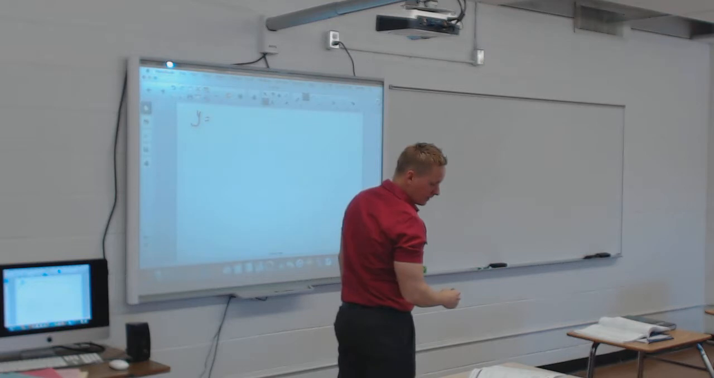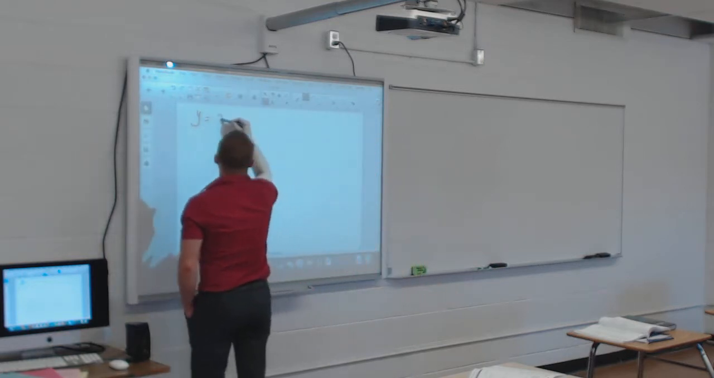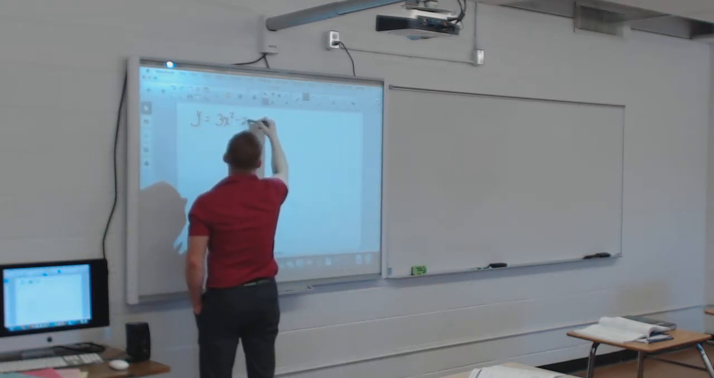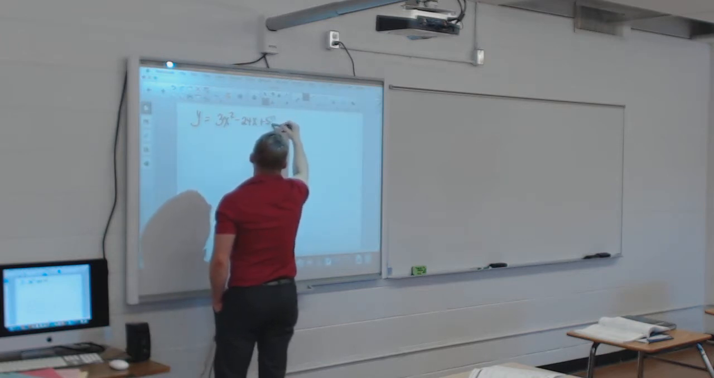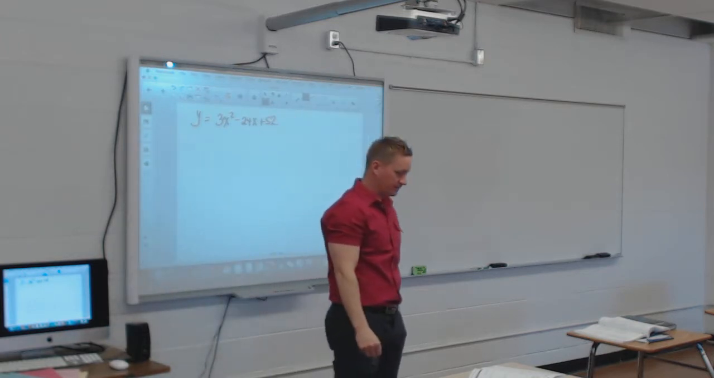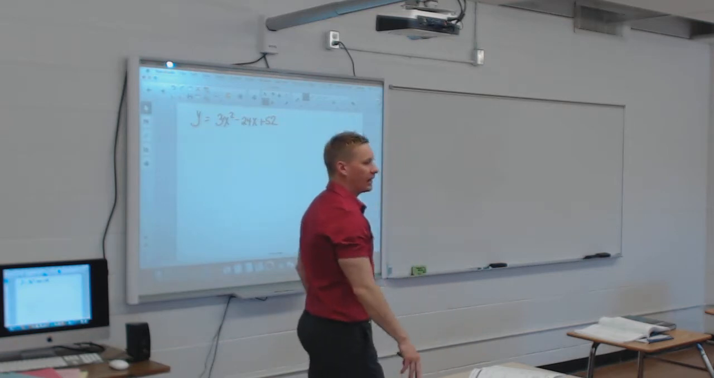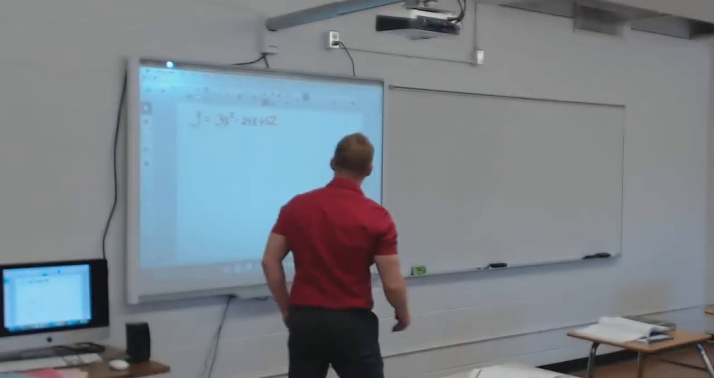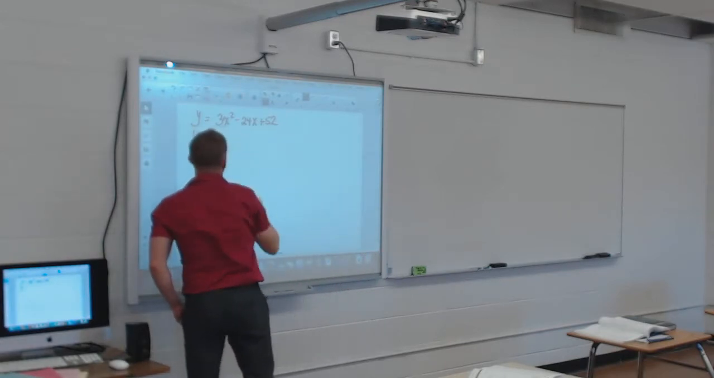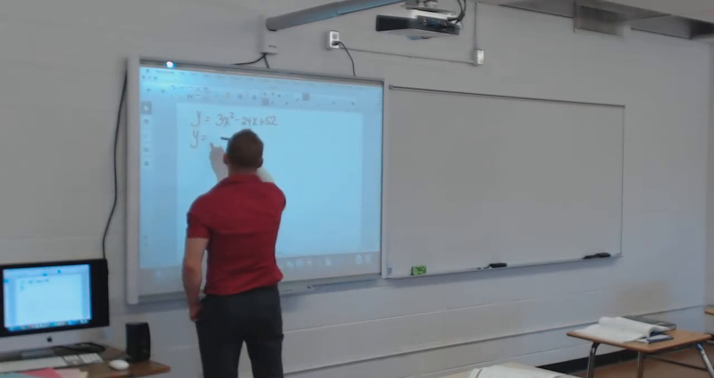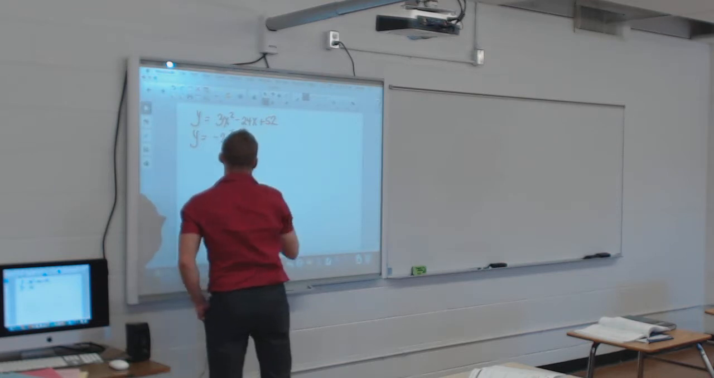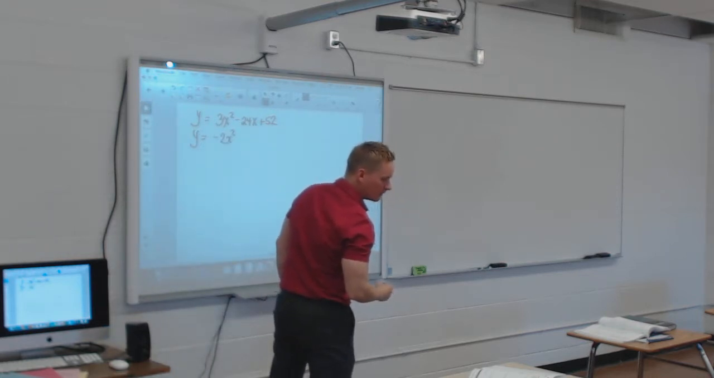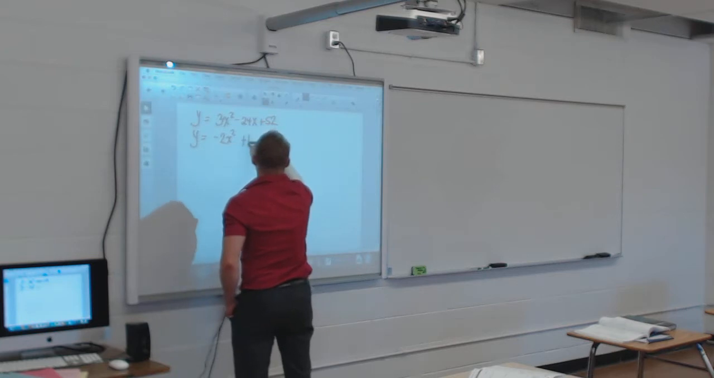3x squared minus 24x plus 52. That's the first equation. Okay, so I moved y to the right and moved 52 back to the left. Fair enough? Second equation, y is equal to minus 2x squared plus 16x minus 28.